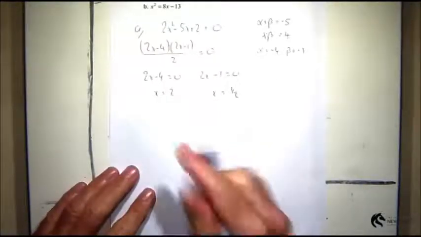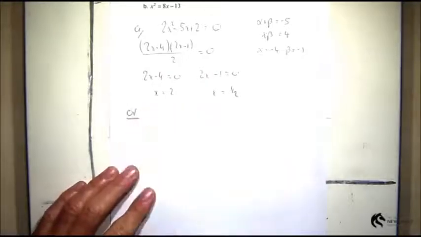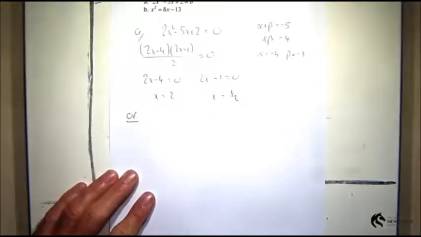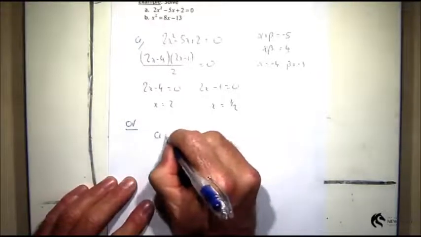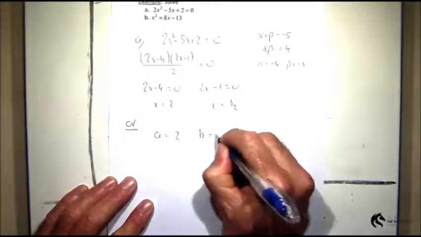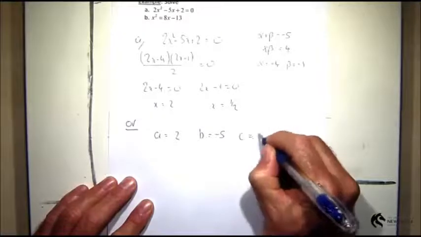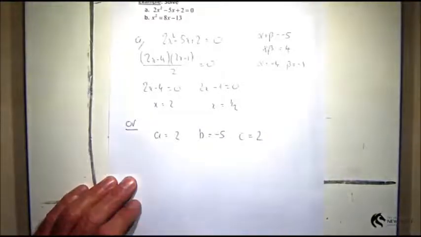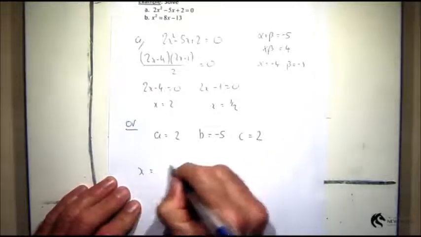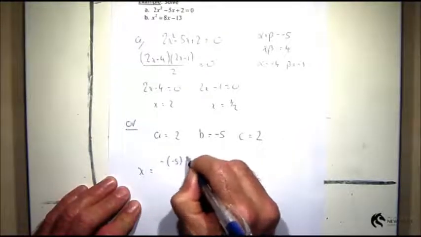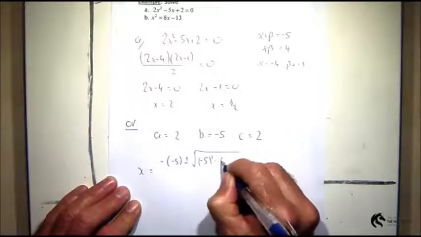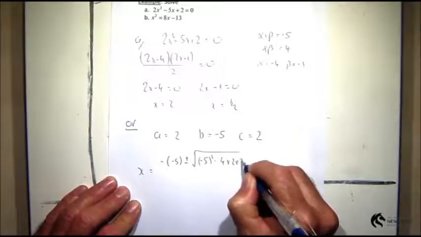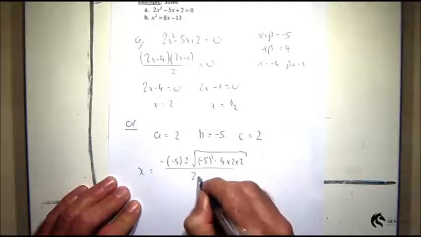So I could say, or, let's do it this way. A is equal to 2, B is equal to minus 5, C is equal to 2. And therefore, by the quadratic formula, x is equal to negative b plus or minus the square root of b squared minus 4 times a times c, all on 2 times a.